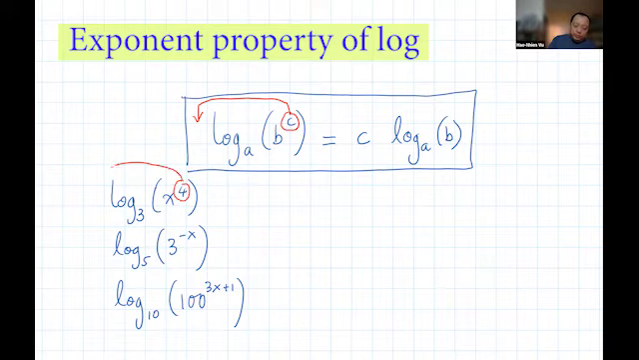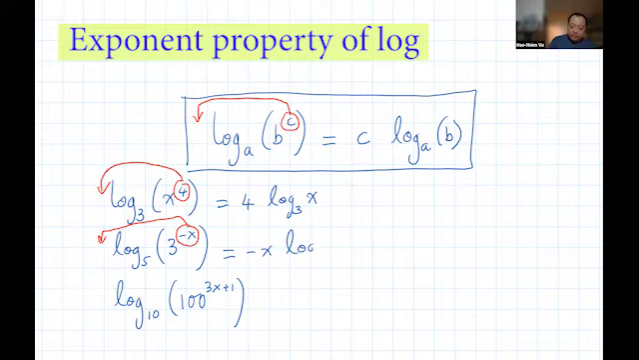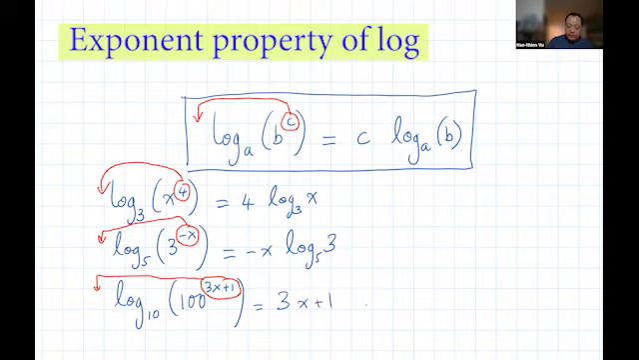This 4 can be moved to the front, and I end up with 4 times log base 3 of x. The next logarithm, same thing. I can take that exponent and move to the front. That exponent is all of the negative x, so I move all of the negative x to the front. And it's negative x times log base 5 of 3. The third logarithm, all of these exponents can be moved to the front, and I get 3x plus 1 in front and log base 10 of 100.